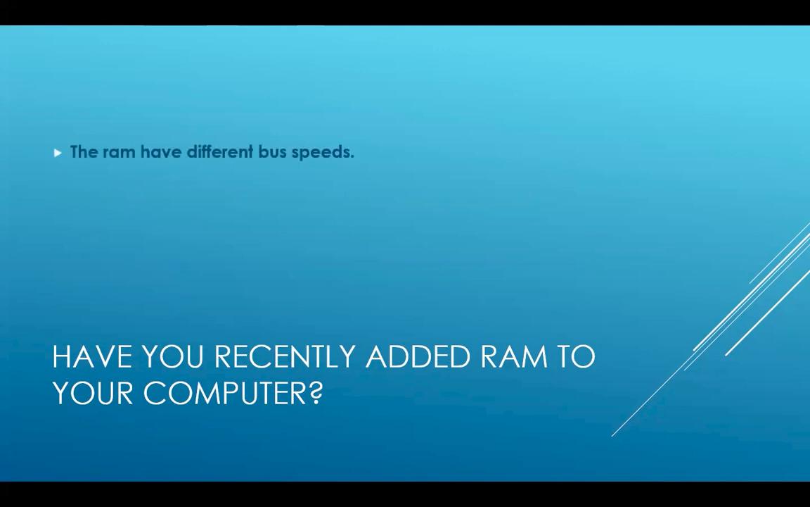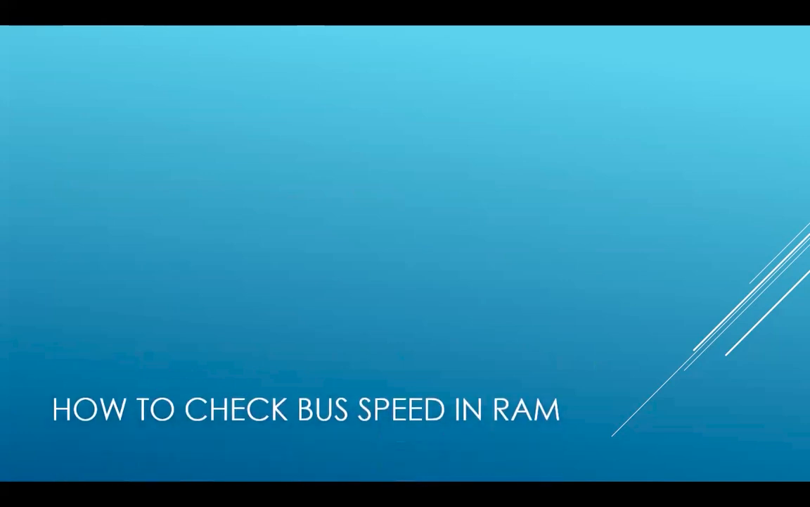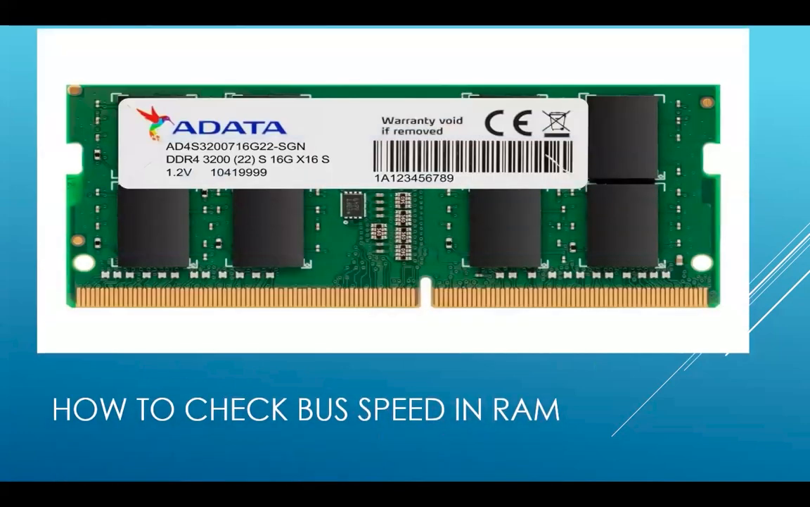After that, have you recently added RAM to your computer? Because RAM has different bus speeds. Sometimes your recently added RAM has one bus speed and your existing RAM has another bus speed. If you have two RAM modules in your motherboard, the motherboard needs the same bus speed RAM. Okay, so how do you check the bus speed of RAM?